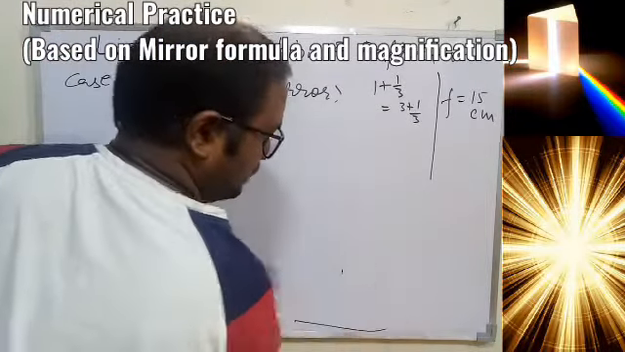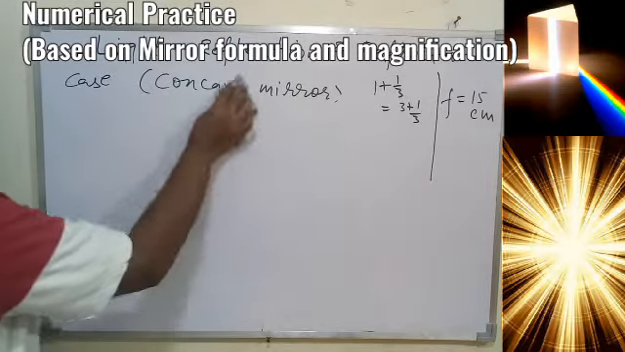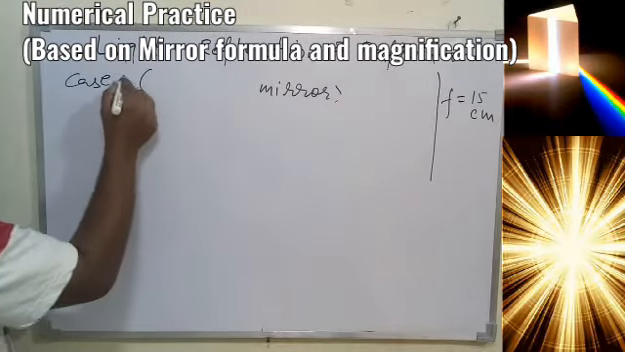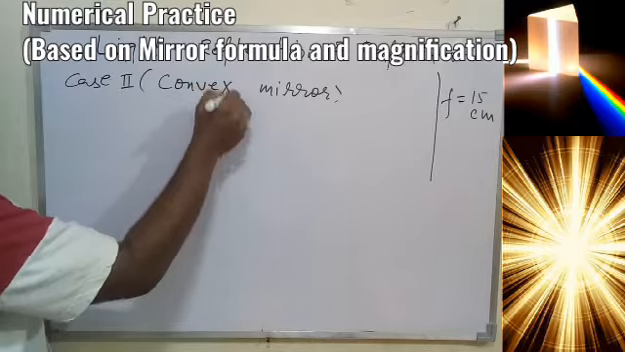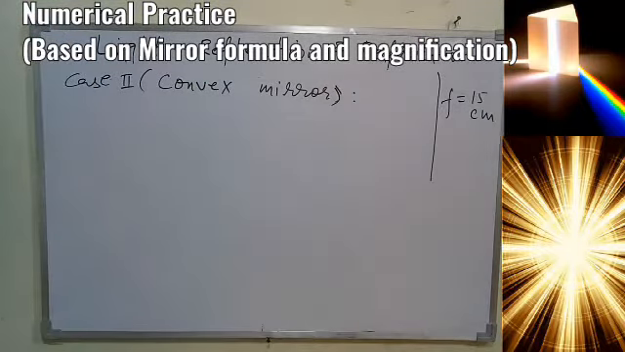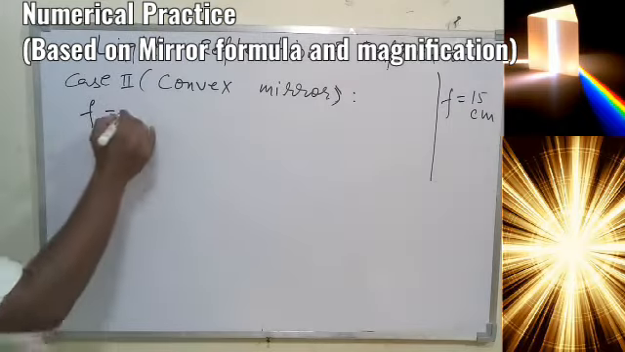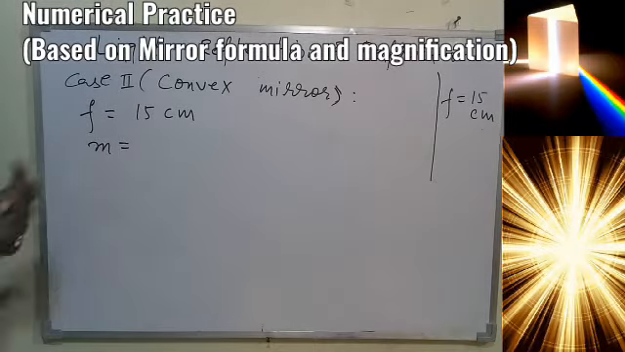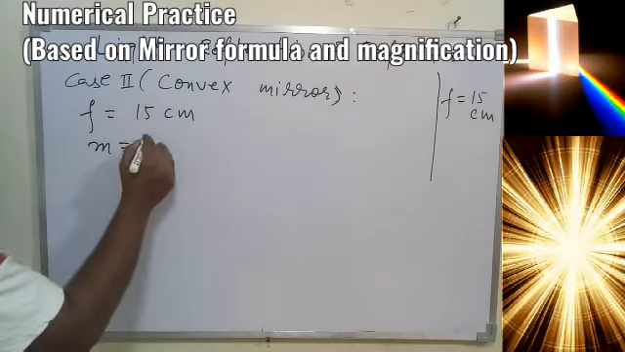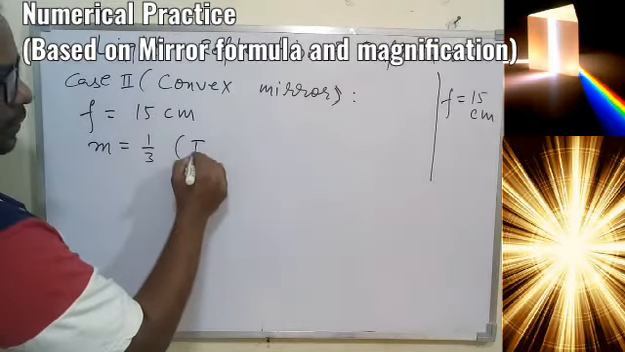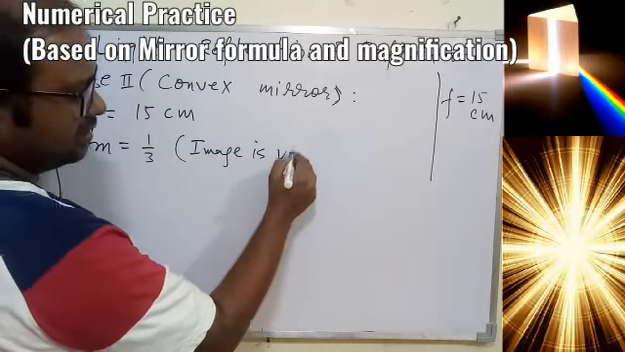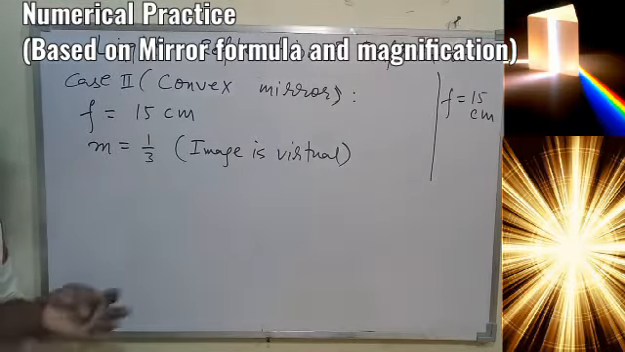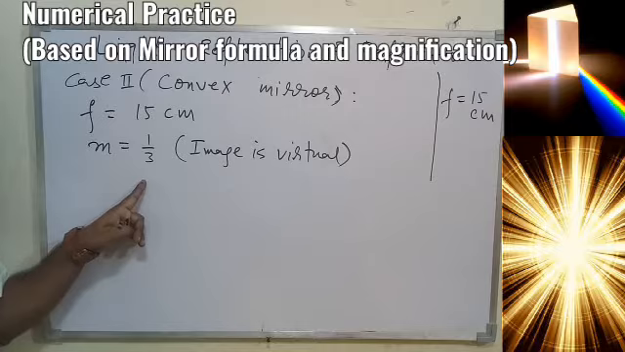Okay, now we go for case 2. Let the mirror be convex. So case 2, let the mirror be convex. So the focal length will be positive now because it is a convex mirror. And for magnification, we know a convex mirror cannot form a real image, so the image is virtual. For a convex mirror we don't have any doubt, we know it always forms a virtual image, so we just take magnification as plus 1 by 3.